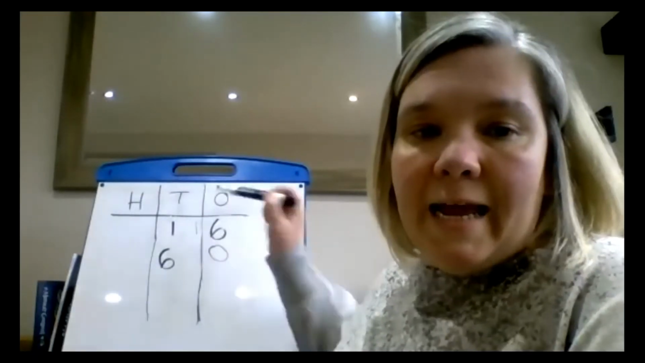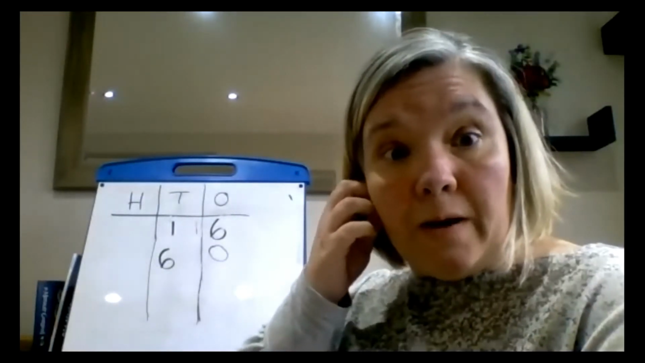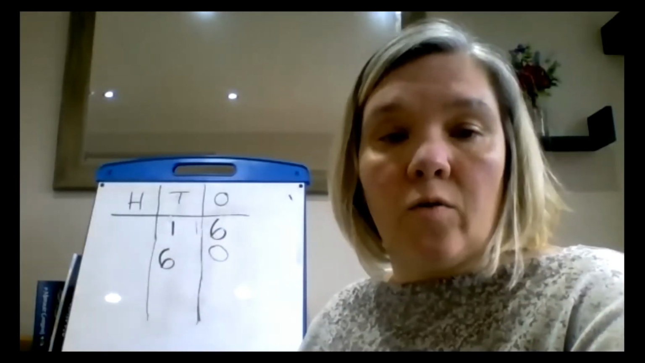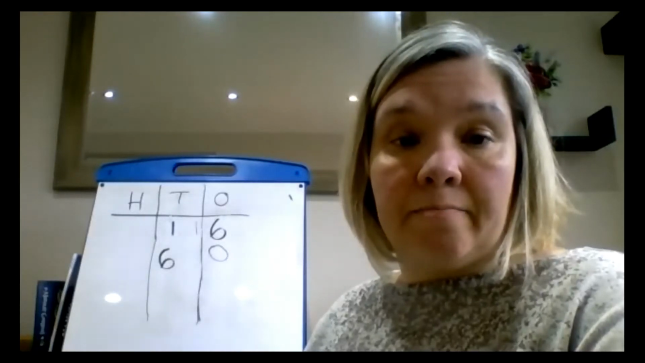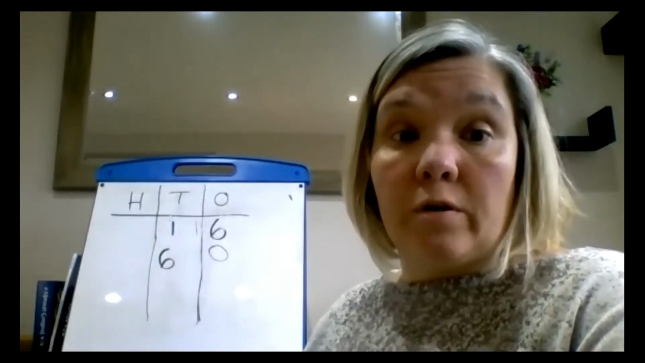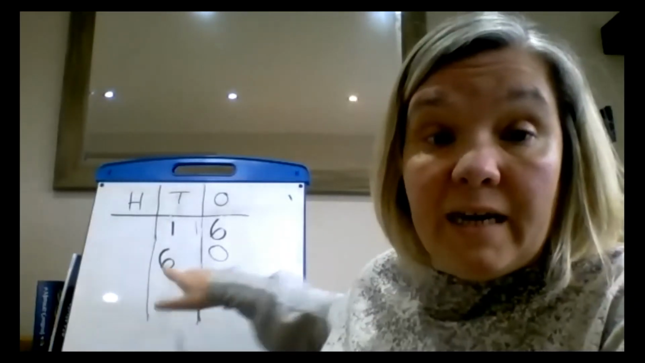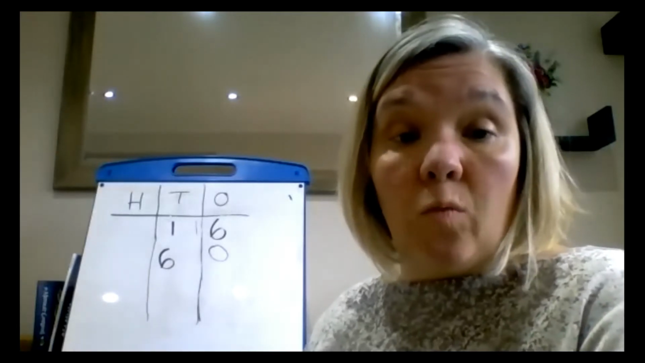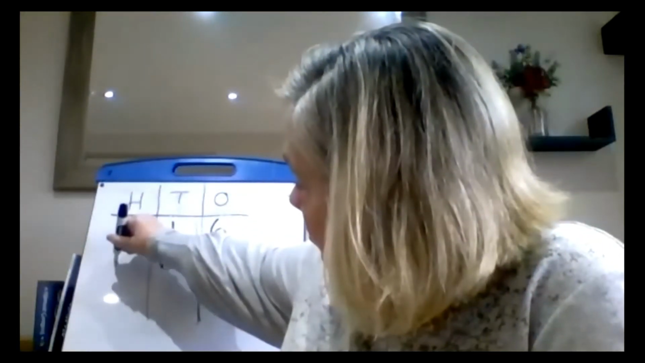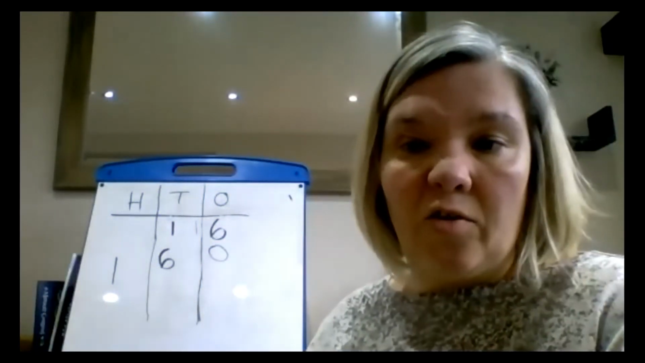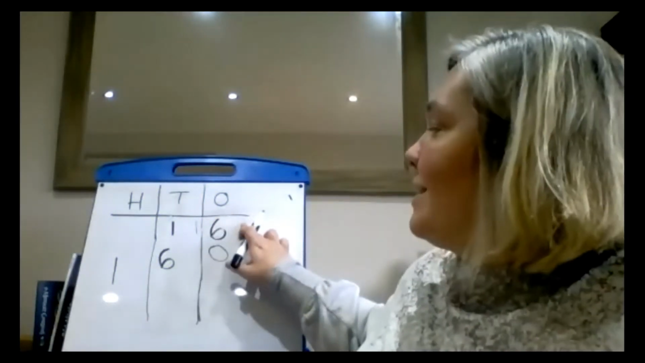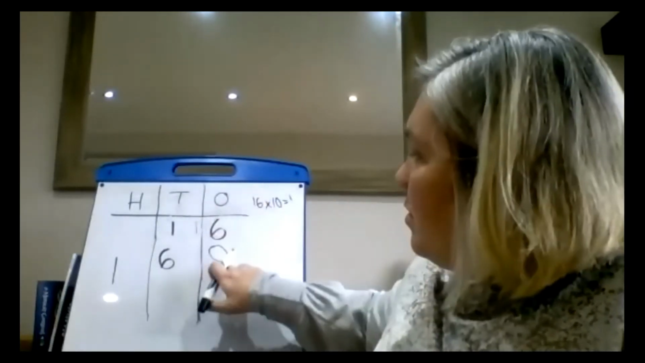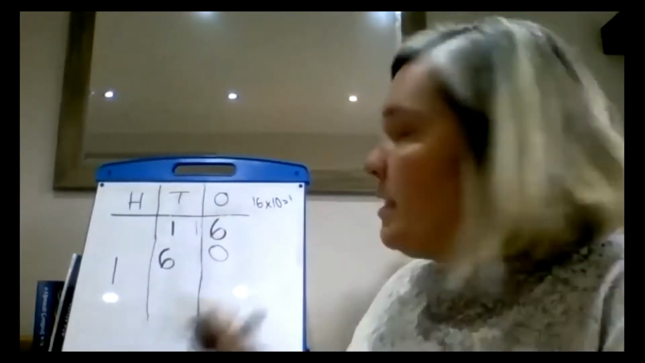So I have 1 10, okay? And I've got to multiply that by 10. I've got to make it 10 times greater. Okay, so what do we know that 1 10 times 10 is? We know that that's 100. I can't put 100 in my 10s column though, can I? We know that from our column addition. So where do I need to put that 100? I need to put it in the hundreds column. So my 16 times 10 is 160.